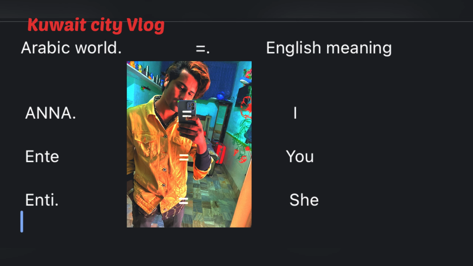Okay guys, you see one side the Arabic word, one side the English meaning. First, ana means I. Second, inte means you. And third, inti means you, feminine.